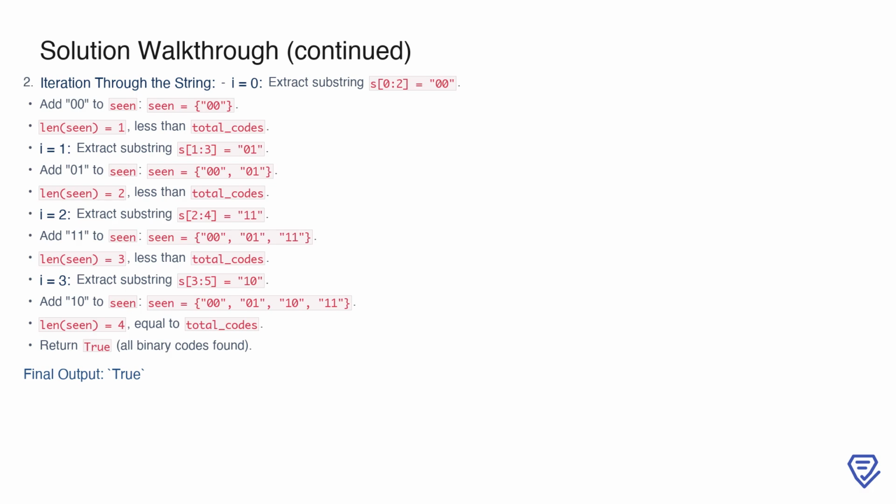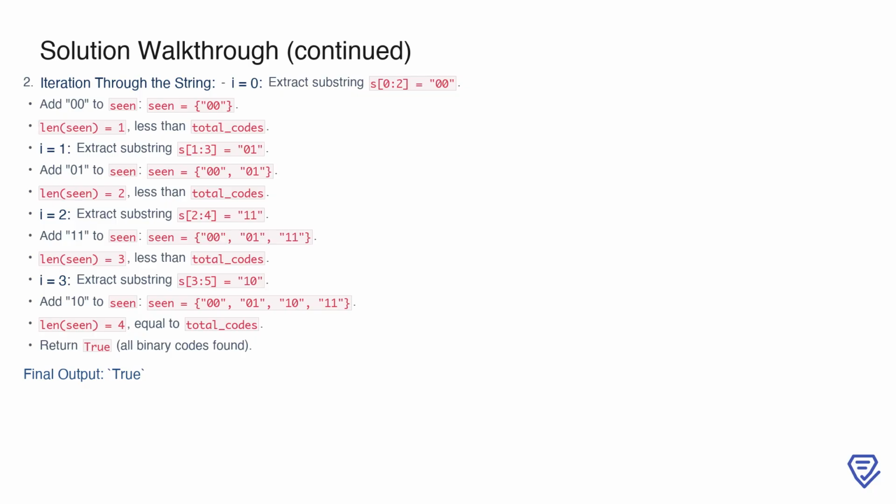Starting with i equals 0, we extract the substring s[0:2] equals 00 and add it to the seen set. At this point, seen equals {00}, and the size of the set is 1, which is less than total_codes. Next, for i equals 1, we extract s[1:3] equals 01 and add it to the set. Now, seen equals {00, 01}, and its size increases to 2, still less than total_codes. Continuing, for i equals 2, we extract s[2:4] equals 11 and add it to the set, resulting in seen equals {00, 01, 11}, with a size of 3.